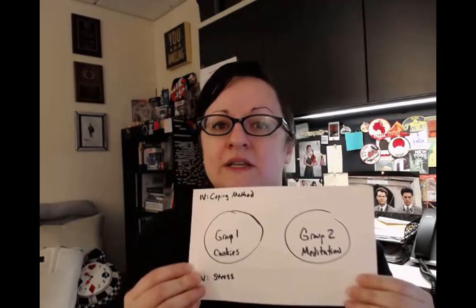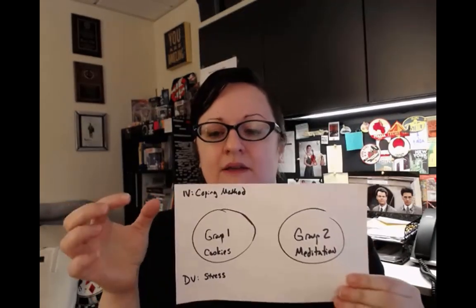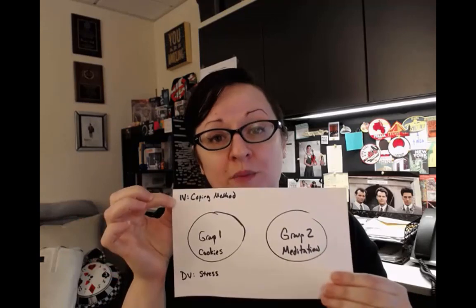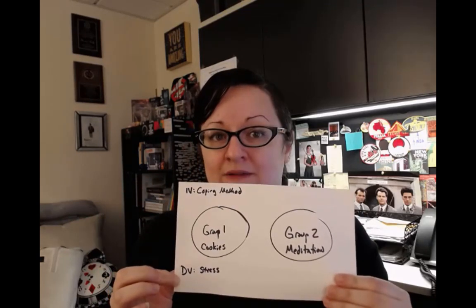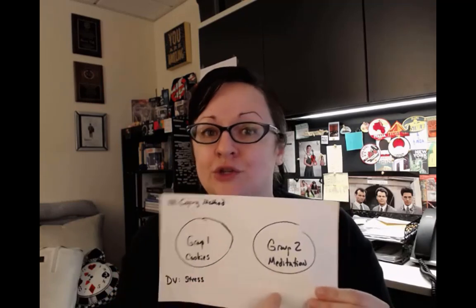So for our example, I've created a fake experiment that would not fit for our class, and that way nobody can use that design in their papers, but is still a great way of showing you how to write a good methods project. So the study that I've designed is, I'm interested in which coping methods most dramatically affect people's stress levels. And I've decided I'm going to have 2 groups.